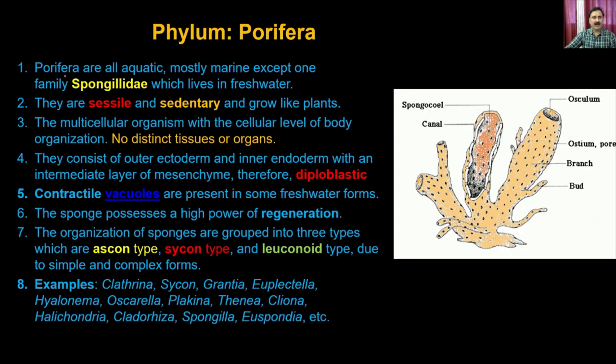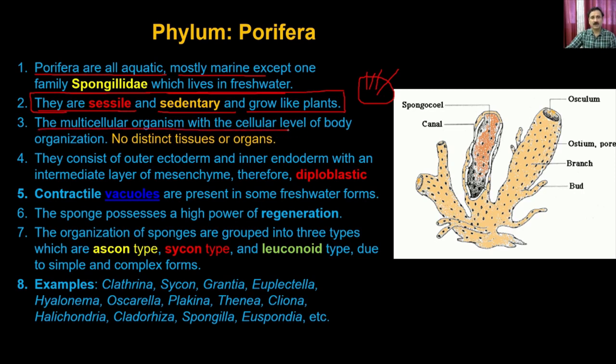Porifera are aquatic animals, mostly marine, so they are present in the sea and ocean, except the family Spongillidae, which lives in fresh water. There are exceptions because these are either sessile or sedentary, and they grow like a plant. So these are animals which do not follow the basic principle of animals that they should be motile. Poriferas are sedentary and they grow like a plant. They get attached to a rock or something, and then they grow on these rocks, and that's how they grow like a plant.